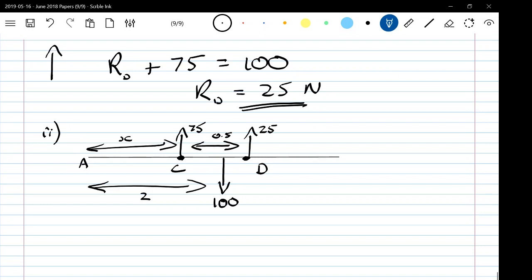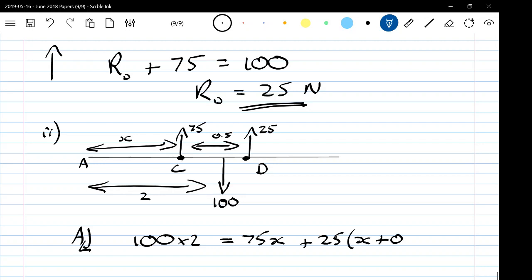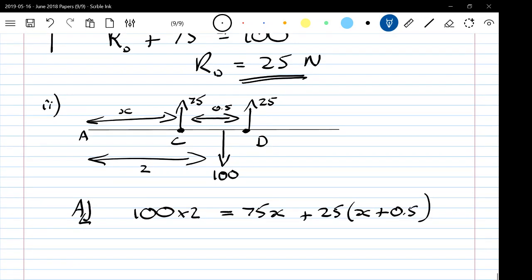If I take moments about A, then the only force of the clockwise moment is 100 times 2. The anti-clockwise moments are 75 times x and 25 times (x plus 0.5). And that's my moments equation.